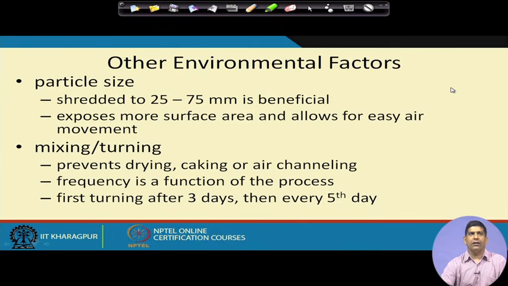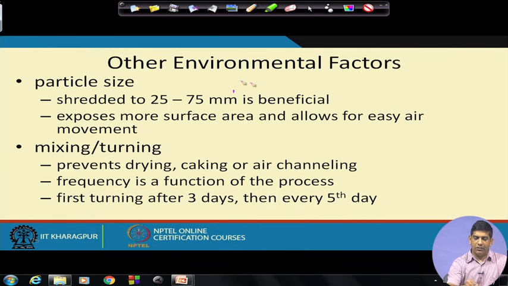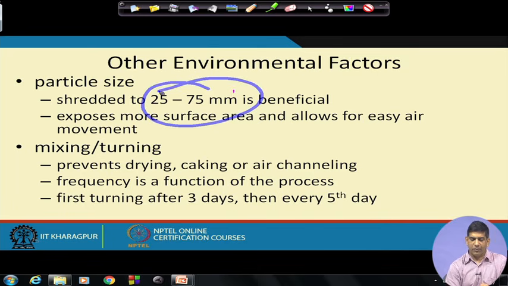Particle size, again, if you have too big a particle, it becomes difficult. So we try to shred it to 25 to 75 mm. That's the particle size. It exposes more surface area and allows for easy airflow. So it helps in that.